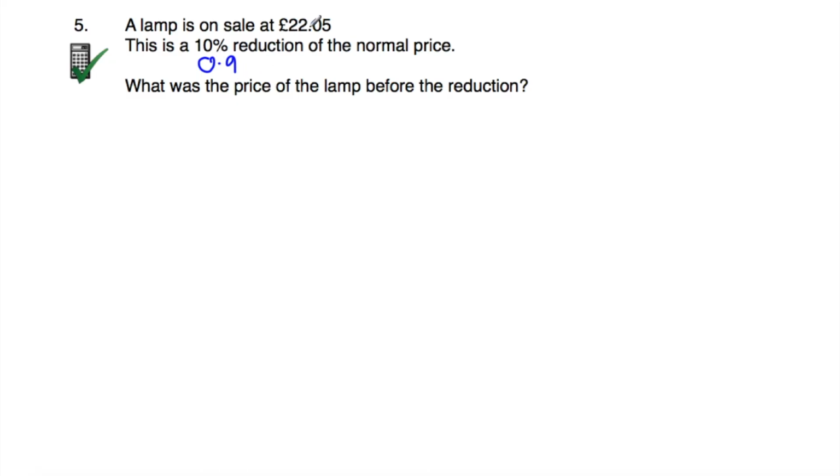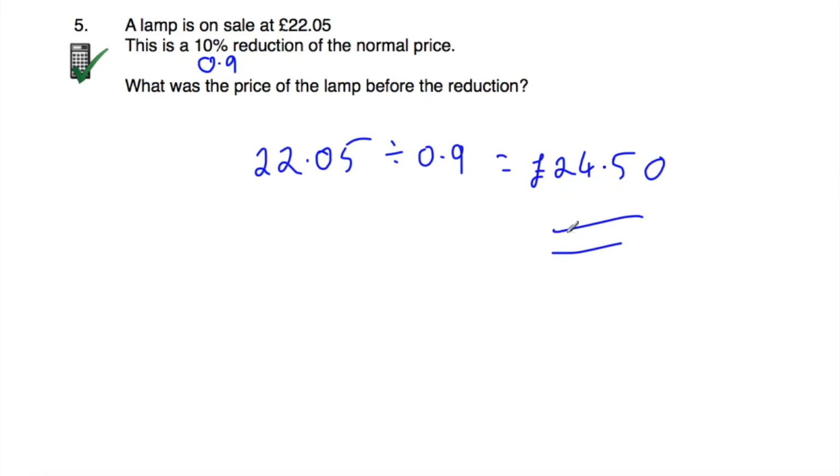So that means we would have taken the original amount of money and times it by 0.9 to get £22.05. So if we take our £22.05 and divide it by the multiplier, which is 0.9, that'll tell us the original amount. So dividing by 0.9 is equal to £24.50. That's the price of the lamp before the reduction. If we just divide by what multiplier would have been used, then that'll tell us the original amount. So that's it. £24.50.